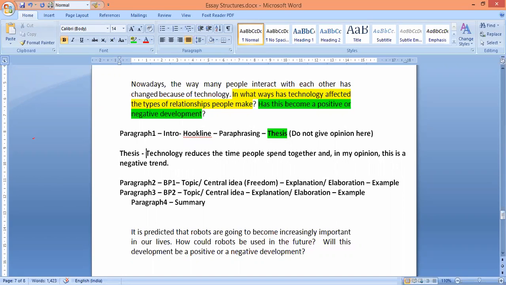The question was, in what ways has technology affected the types of relationship people make, and is it a positive or negative development? You are saying technology reduces the time people spend together, and in my opinion, this is a negative trend. So you are answering this whole instruction.